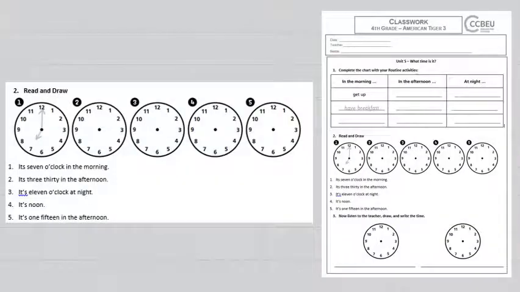Okay, exercise number 2, read and draw. For this activity, you have to draw the time on the clock. Então, o que vocês devem fazer? Vocês devem ler as frases e desenhar as horas nos relógios, ok? Então, nós temos number 1, it's 7 o'clock in the morning. Number 2, it's 3:30 in the afternoon. Number 3, it's 11 o'clock at night. Number 4, it's noon. And number 5, it's 1:15 in the afternoon, okay?